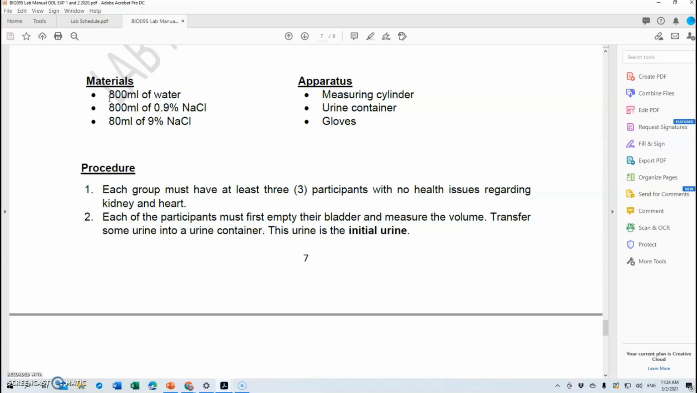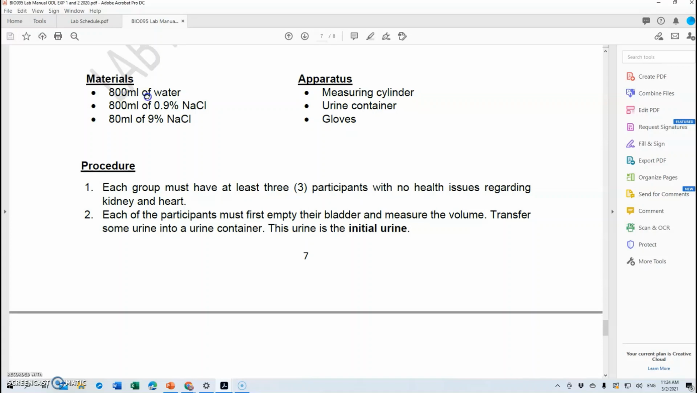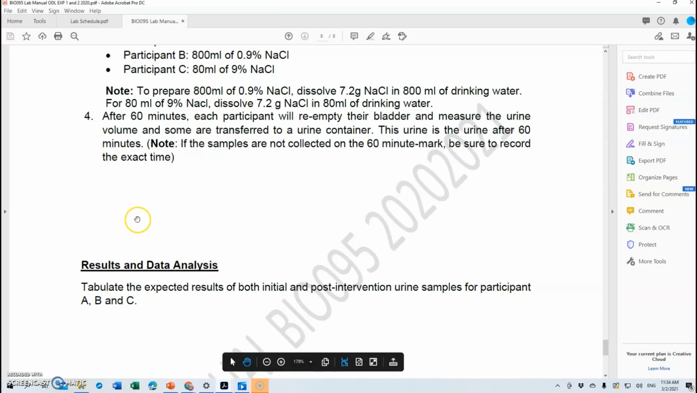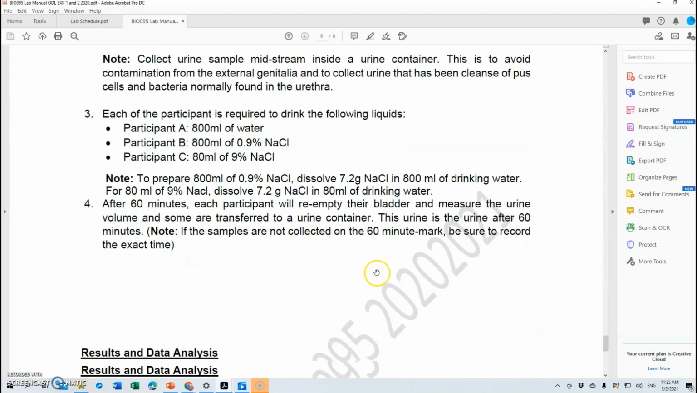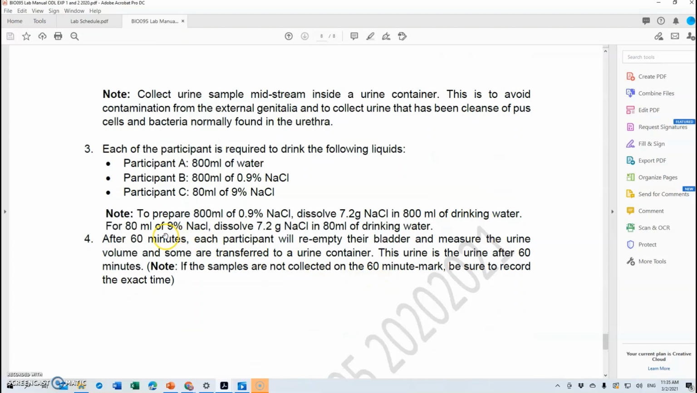discuss among your team members to do the actual experiment. So if you have access to salt, for example, you could prepare your salt solution and drink the salt solution. So you could do the experiment at home, and gather the results and put your results in a table form to compare the initial urine, the volume of the initial urine, and also the volume of the final urine collected after 60 minutes.